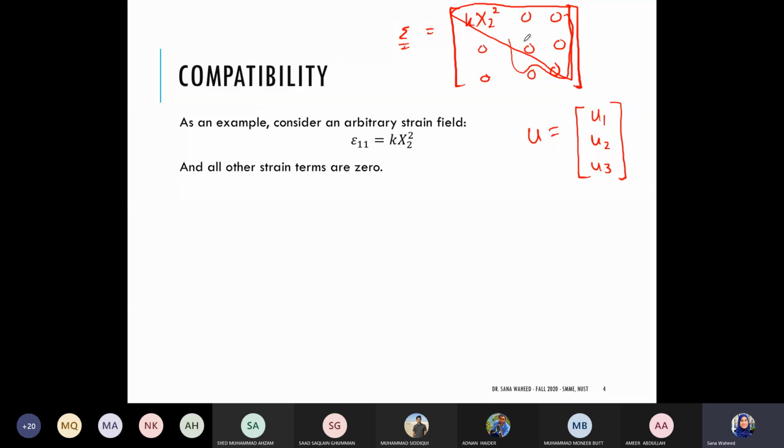So is it actually possible that I have these 3 terms and they give these 6 or not? To do that, I'm going to work backwards. I'm going to try to use the epsilons to find the displacements. If I do that, let's start first with the first term.